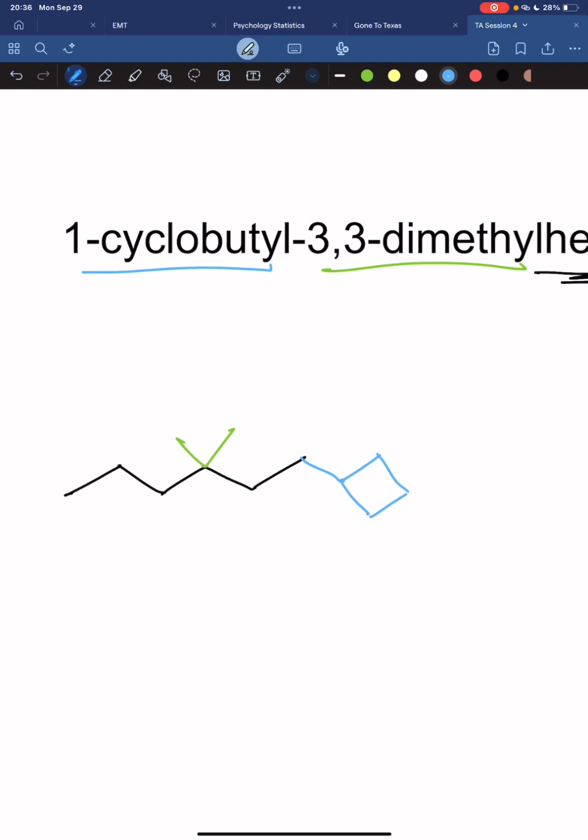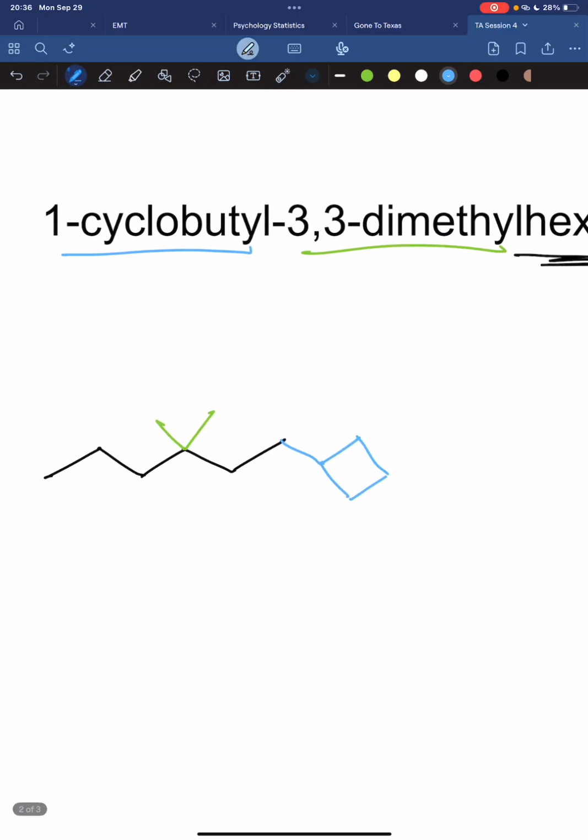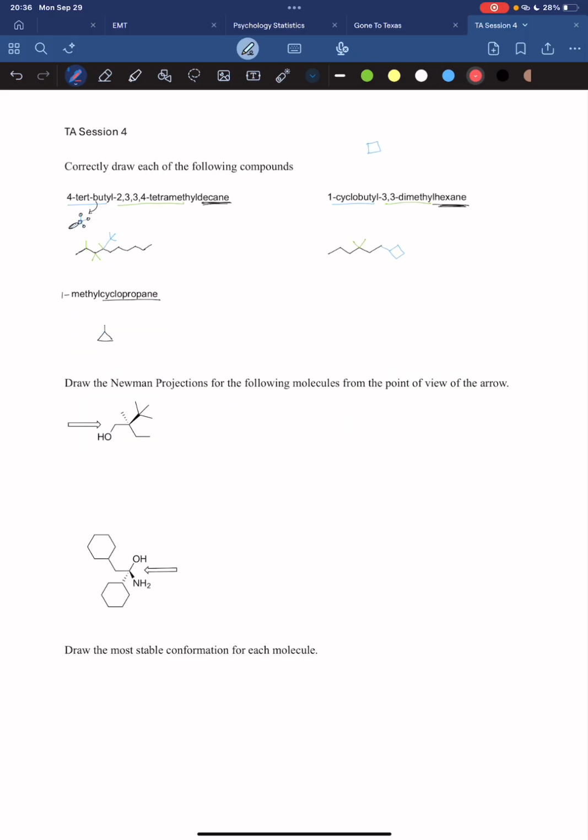So notice, why is it not called, I don't know. I don't even know what it would be called. Something cyclobutane. Because it wouldn't be the longest chain, right? I can make a longer chain with this being my longest chain rather than the cyclic part, which is why that's a substituent. This is a substituent rather than it being the parent chain. All right, that's our naming.